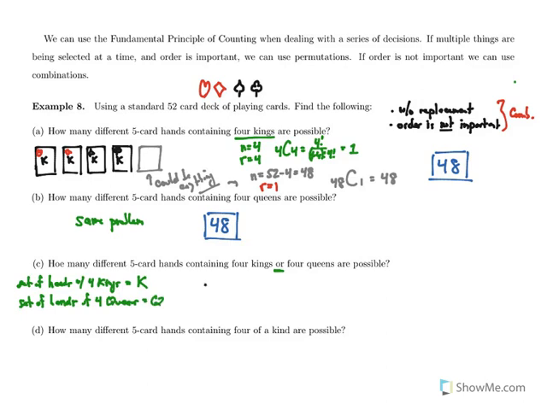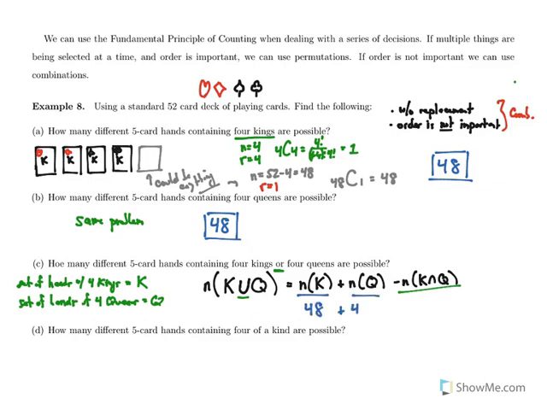And here we're looking for the number of hands that have 4 kings or 4 queens, or being the union. And we know that this is going to be the size of K plus the size of Q minus the size of the intersection. So we just need to figure out the size of the intersection because we know that these are both 48.